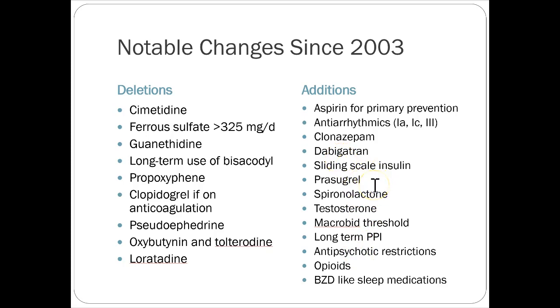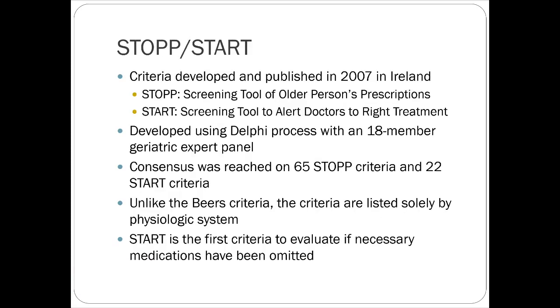And there's some other things on here too, which are kind of interesting. Prasugrel, which we talked about having a higher bleeding risk than some of the other P2Y12s. Anyway, there's some other stuff on here that's kind of interesting. You can go look at the whole list online if you're curious.